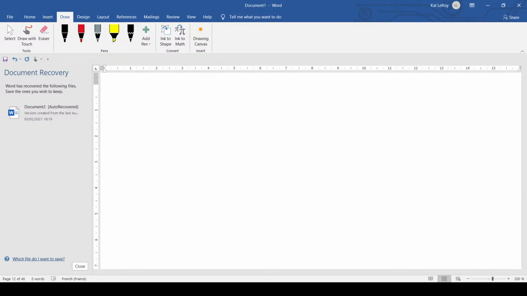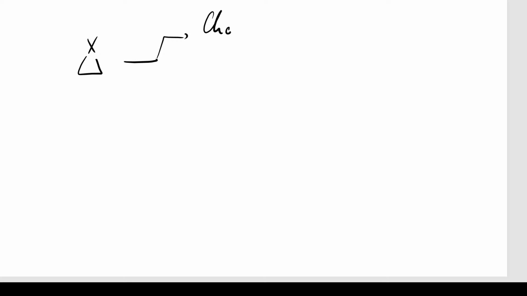So we continue our work, this time on the four member ring. We worked on, we displayed the work on the three member ring, the chemistry, and the biochemistry.